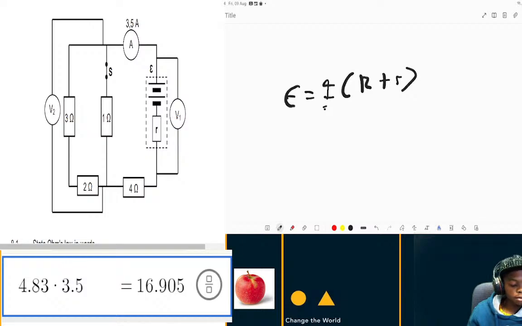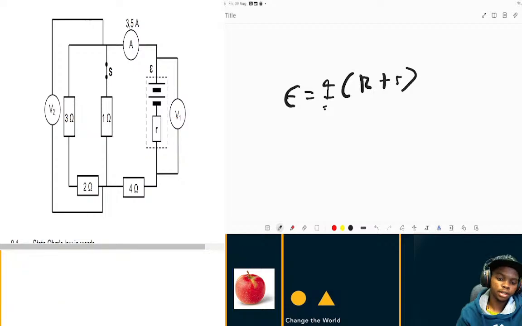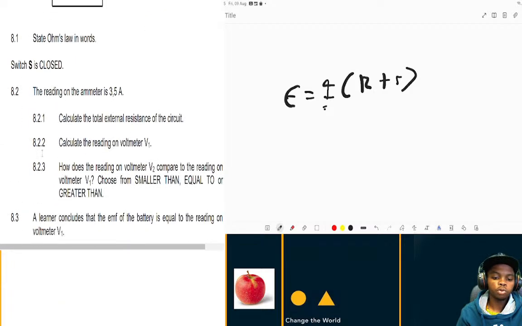Now, if they didn't tell us about the internal resistance, or we didn't even consider it, and they just asked us about V1, is it the total? We'd say yes, V1 is the total supplied by the battery. But here we have internal resistance, so V1 cannot be the total supplied by the battery. So I hope we got that.